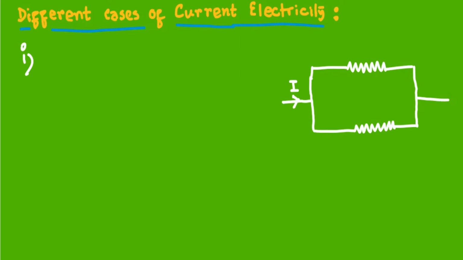I is the main current which is flowing to the parallel combination of two resistances, R1 and R2, which are the two resistances connected in parallel combination. And main current I is split into two currents, I1 through the resistance R1 and I2 through the resistance R2. I2 is the current which is flowing through the resistance R2.